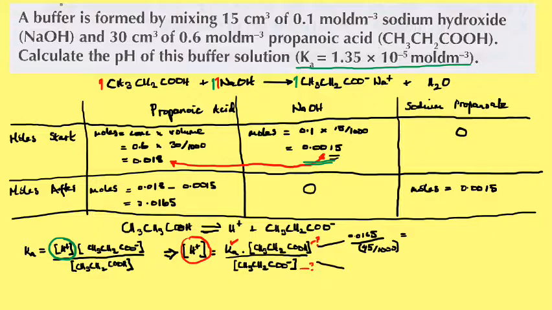So we've got the moles of the propanoate. We worked that out as 0.0015. And that's all in the same reaction mixture, so the volume is also 45 over 1,000 decimeters cubed. Okay, so let's work out those two numbers. For the acid, that works out at 0.37, and for the propanoate, that works out at 0.033.